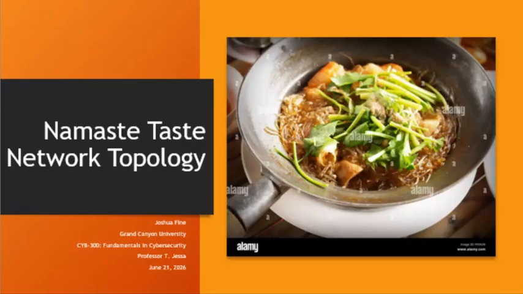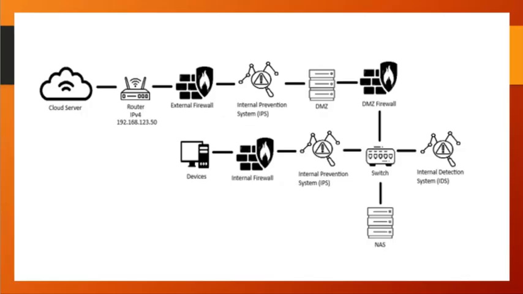Since Namaste Taste already has 3 locations and plans to expand into another state, they need to be able to access data for all of their locations. This is why I believe having software as a service, or SaaS, through a cloud network would be the best option. Here, I used a point-to-point topology diagram to demonstrate the connections for one restaurant location.